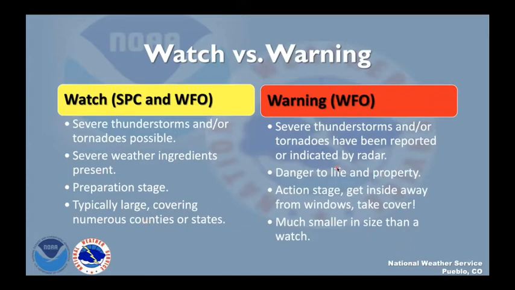Now, the warning is meaning that it's happening. It's either been radar indicated or reported by one of you guys that hail greater than an inch, strong winds, tornado, and this means that's danger to people's life and their property. This is the action stage, though. Again, separation here, preparation stage, action stage. This is where you want to take cover. So go away from the windows and go to your safe place. Also, it's a lot smaller in nature than the watches, as you saw with the storm-based warnings.